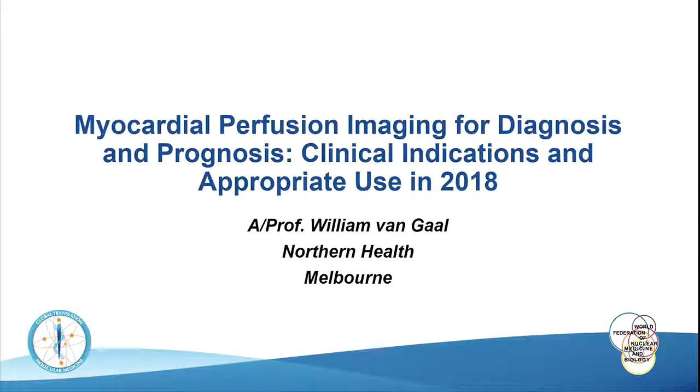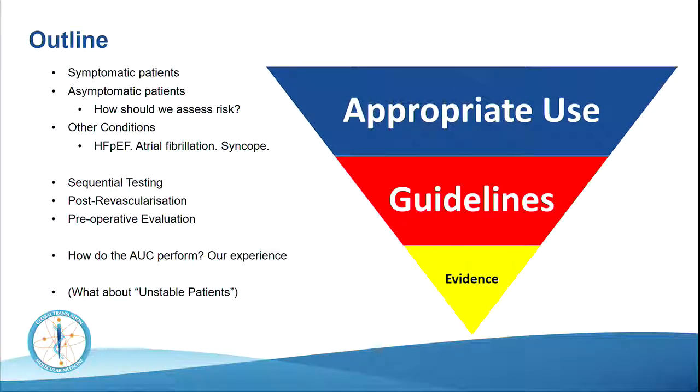My conflicts of interest are that I'm an interventional cardiologist as well as a nuclear cardiologist, and I also perform CT coronary angiography, but I don't perform stress echocardiography or stress CMR. I've been charged with talking about appropriate use in myocardial perfusion imaging, which of course necessitates talking about the appropriate use criteria. The appropriate use criteria were developed to reflect real-world clinical practice by coming up with scenarios which are suited to stress imaging.